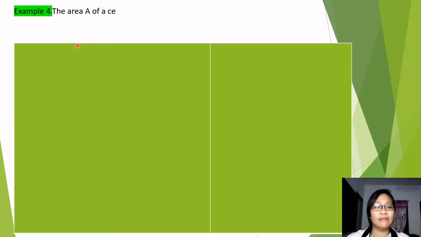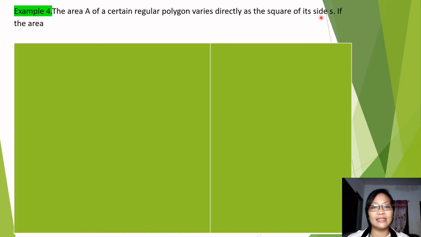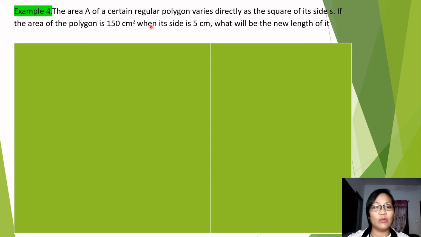Example number 4. The area A of a certain regular polygon varies directly as the square of its side. If the area of the polygon is 150 centimeters squared when its side is 5 centimeters, what will be the new length of each side if the area will be increased by 336 centimeters squared? Okay guys, remember the word increase.